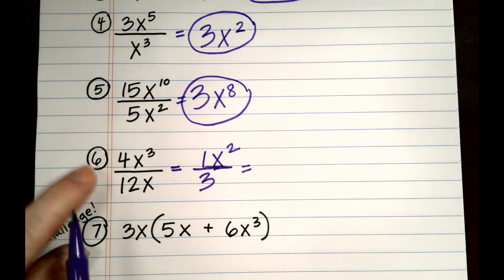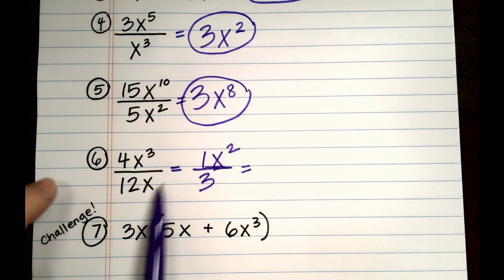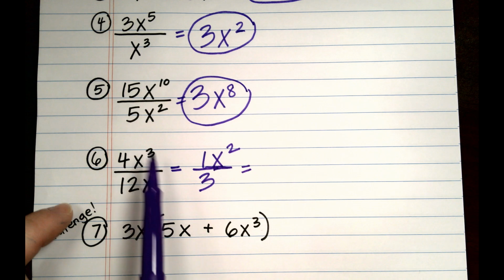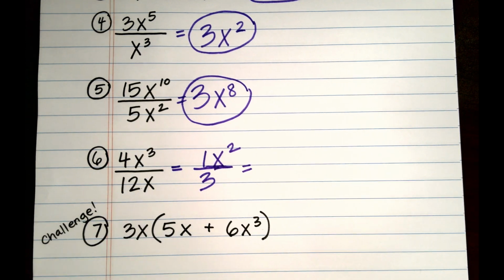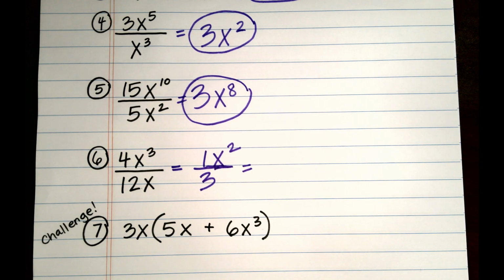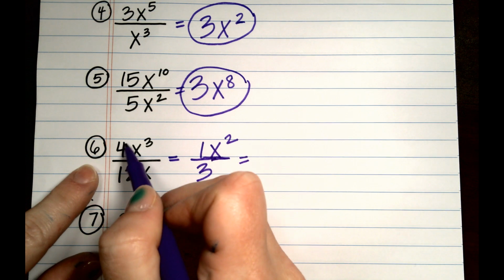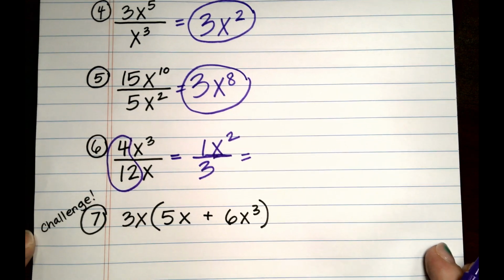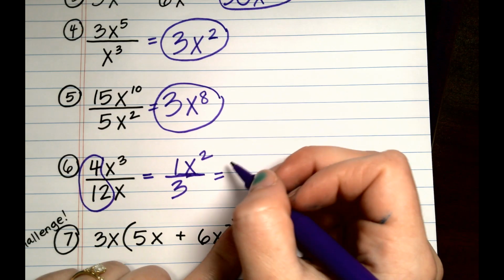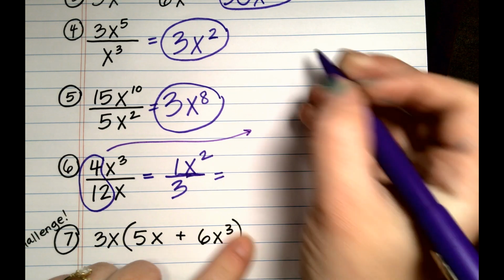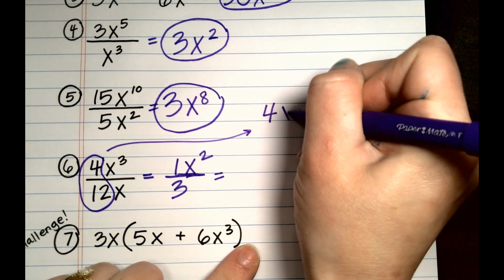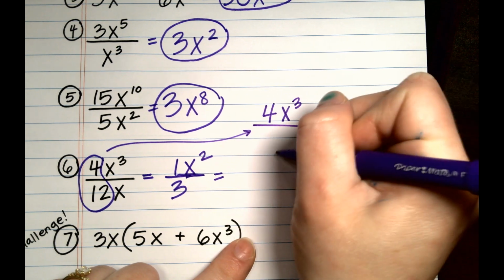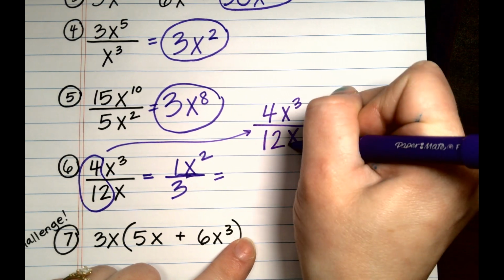Absolutely. So whenever we have a problem where there's whole numbers, variables, and exponents, it's really good to take a step-by-step approach. We're always going to look at our whole numbers first. 4 over 12. Okay, so I'm going to pull this whole problem out to the side. 4x to the 3rd power over 12x. And I'm just going to zoom in real big.